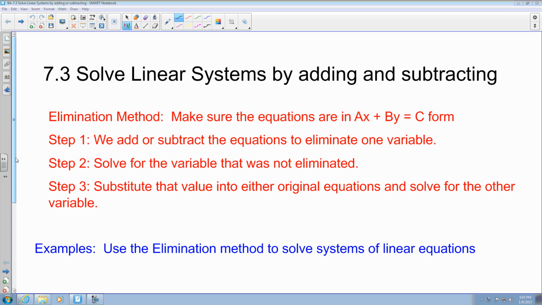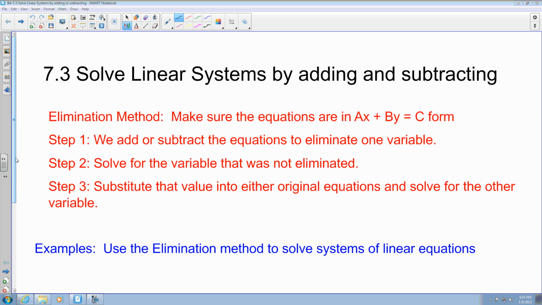It differs from the substitution method, where you tried to get one variable by itself in one equation and then substitute the result of what either x or y was into the other equation and solve for the equation that it was presented. Here, we were trying to eliminate one and then we solve.